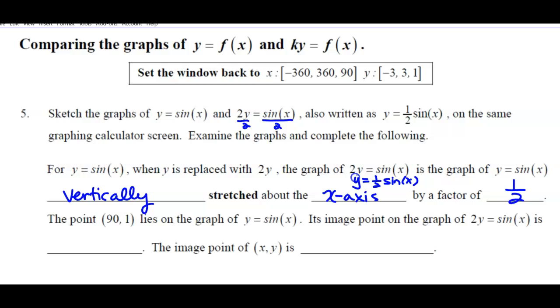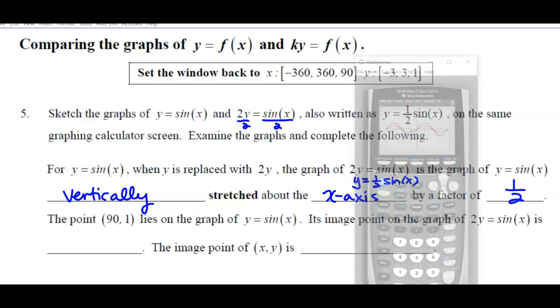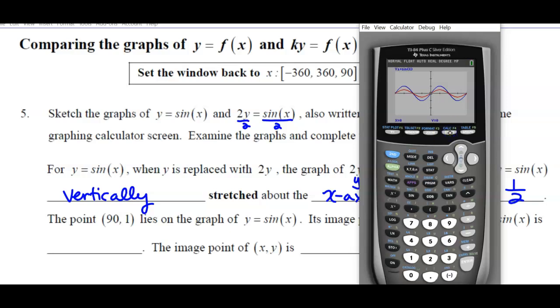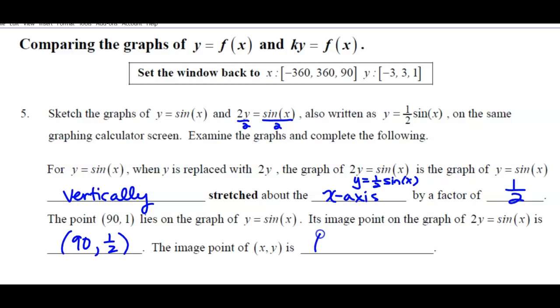So now that 90, 1, so trace 90 in the blue there. Now if I cursor down and put 90 in, there it is there. It's half as high, 0.5, which is 1/2. So you can put 1/2 y, or you can put y over 2. Same thing.